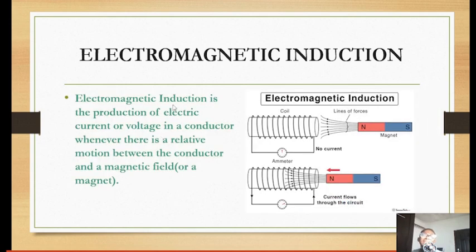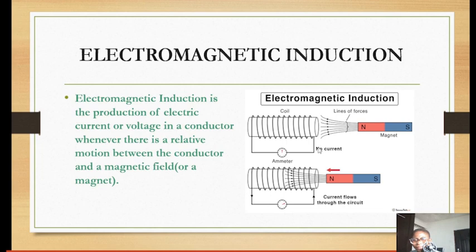What is electromagnetic induction? Electromagnetic induction is the production of electric current or voltage in a conductor whenever there is a relative motion between the conductor and a magnetic field or a magnet. These are conductors. When the magnet is moving close, you will notice that the ammeter and the galvanometer detect current. There is a deflection. Current flows when this is brought close, and you can see the deflection here.